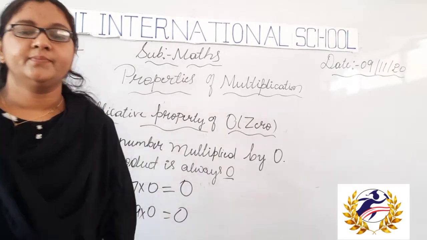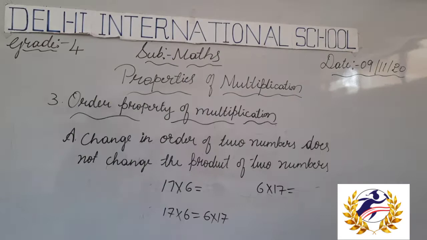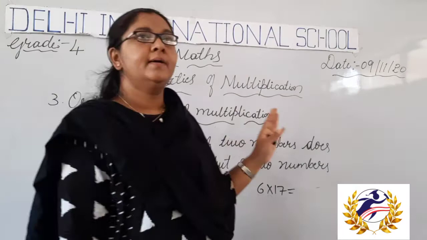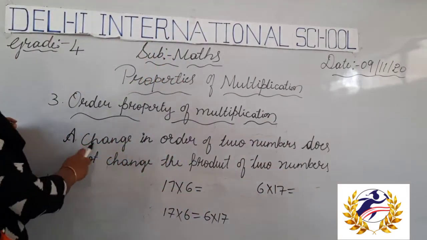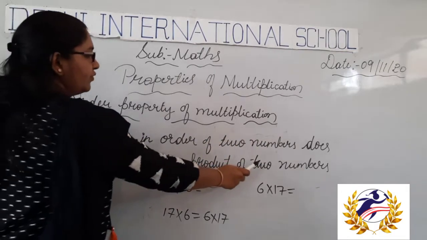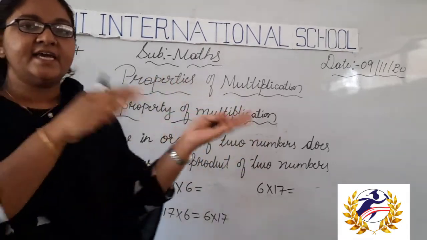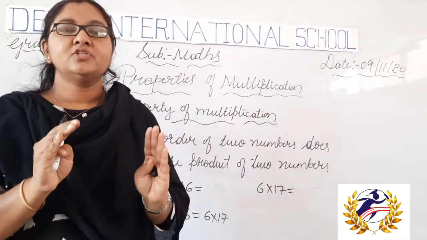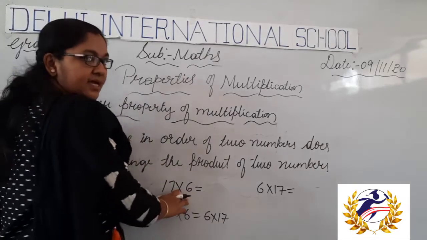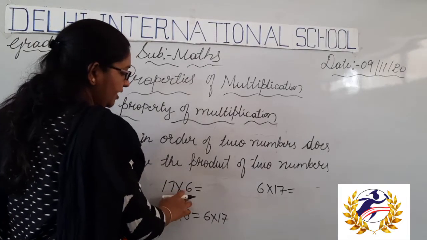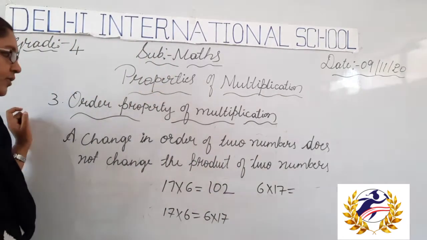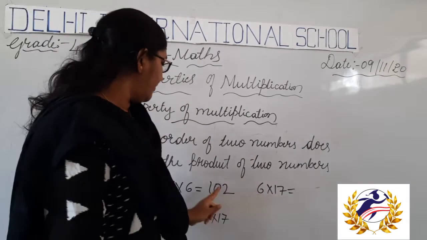Now, the third property is the order property of multiplication. A change in the order of two numbers does not change the product of the two numbers. That is, if we change the order of the given numbers, the product is still the same. For example, 17 into 6, then we get 102. 17 sixes are 102.